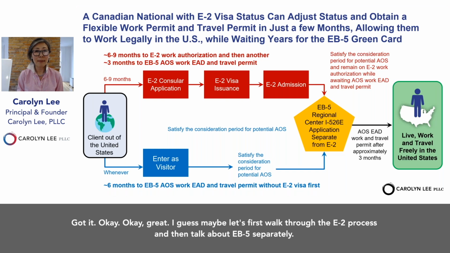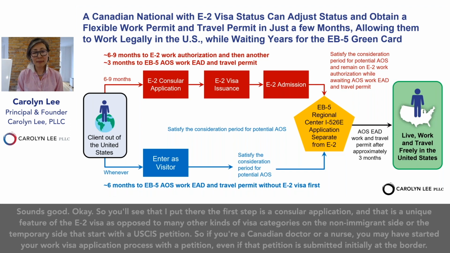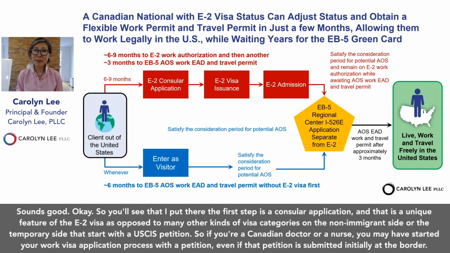Got it. Okay, great. I guess maybe let's first walk through the E-2 process, and then talk about EB-5 separately. Sounds good. Okay, so you'll see that I put there, the first step is a consular application. And that is a unique feature of the E-2 visa, as opposed to many other kinds of visa categories on the non-immigrant side, the temporary side, that start with a USCIS petition.